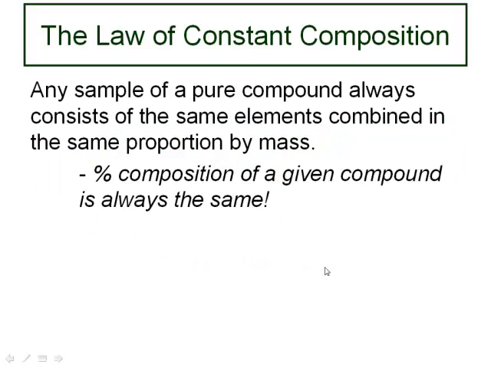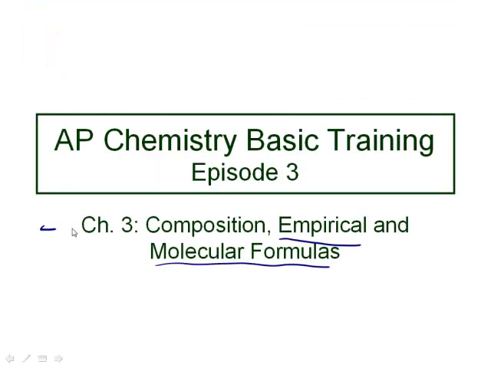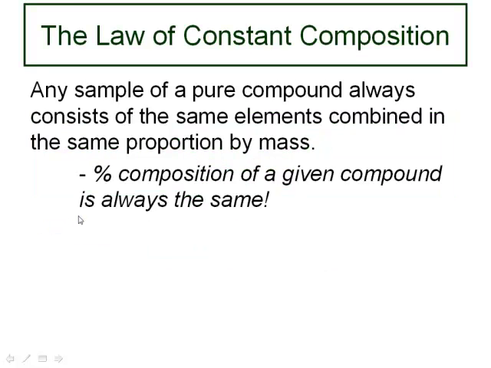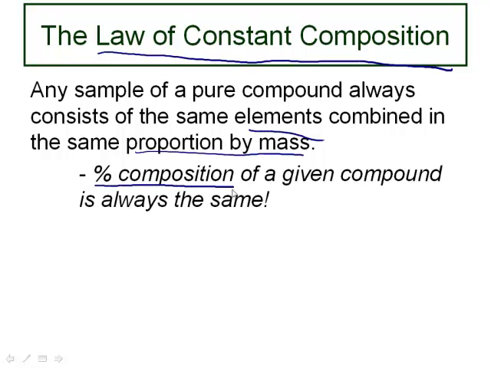Okay. So if we look here at the subtitle of our podcast, what we're talking about is composition, empirical, molecular formulas. There's different ways that you can express the composition and the makeup of a chemical substance. And this all goes back to a law you guys learned last year called the law of constant composition, which says that any sample of a pure compound always consists of the same elements combined in the same proportion by mass. In other words, you could also say this mathematically as the percent composition of a given compound is always the same.